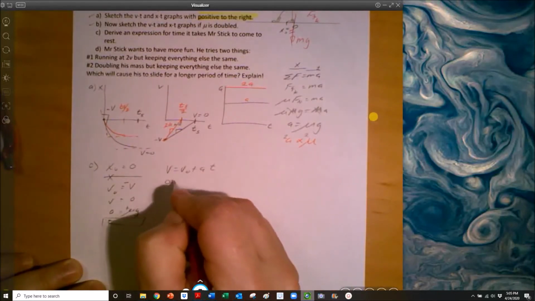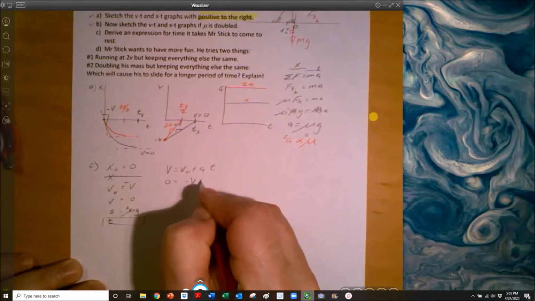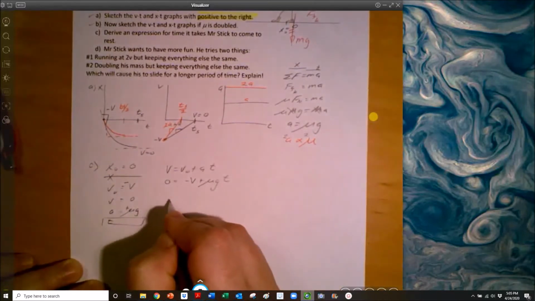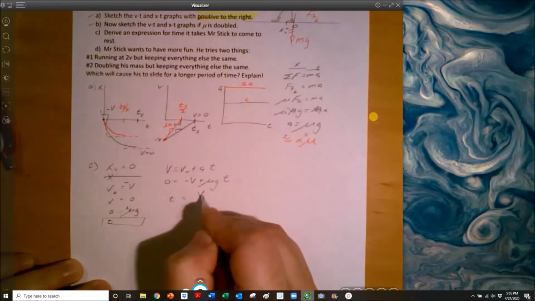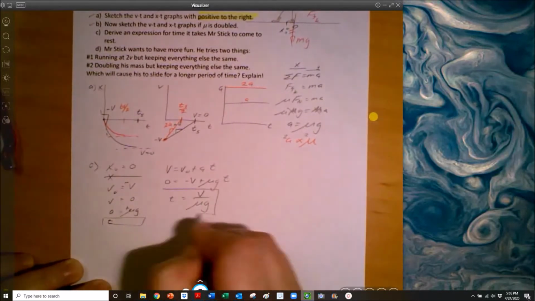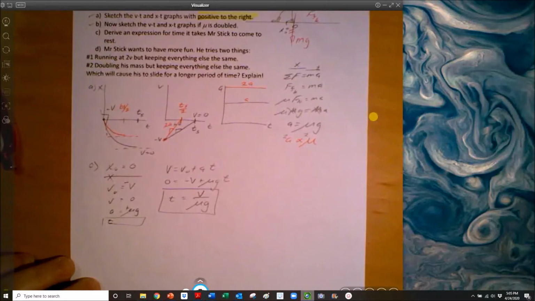And our final velocity is 0 minus v plus mu g t. So the time to stop would be v divided by mu g. And that's it. All right.